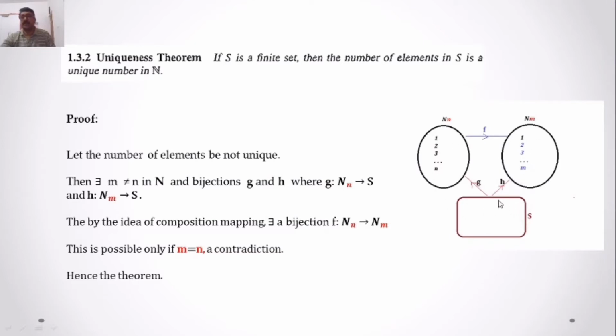Now from this figure, by the idea of composition, we can see that there exists a bijection F from N_n to N_m. That is, {1, 2, ..., n} and {1, 2, ..., m} are in 1-1 correspondence. We know that is possible only if m equals n. So what we assumed is a contradiction. Hence, if S is a finite set, then the number of elements in S is a unique number in N.